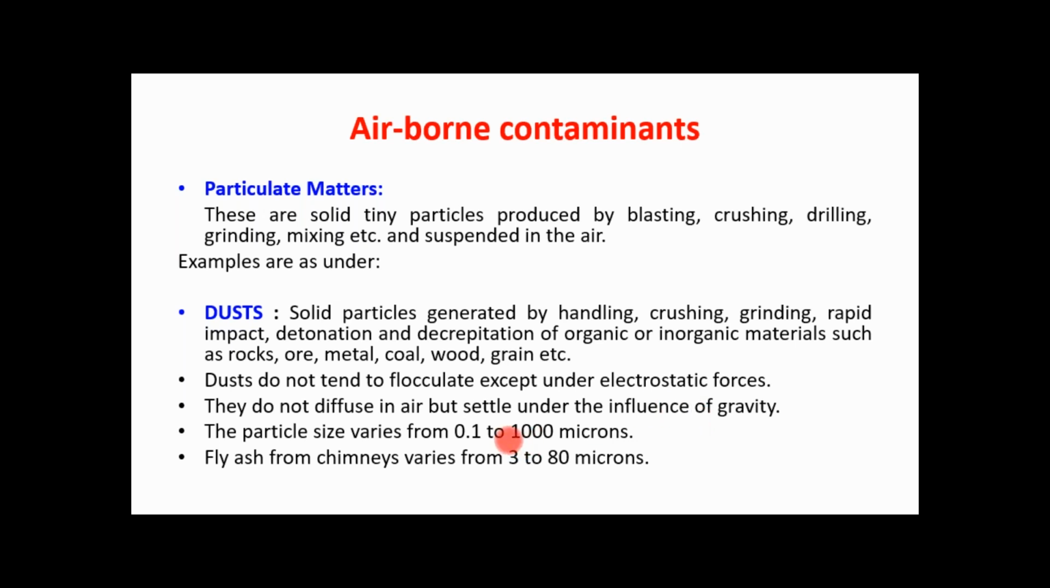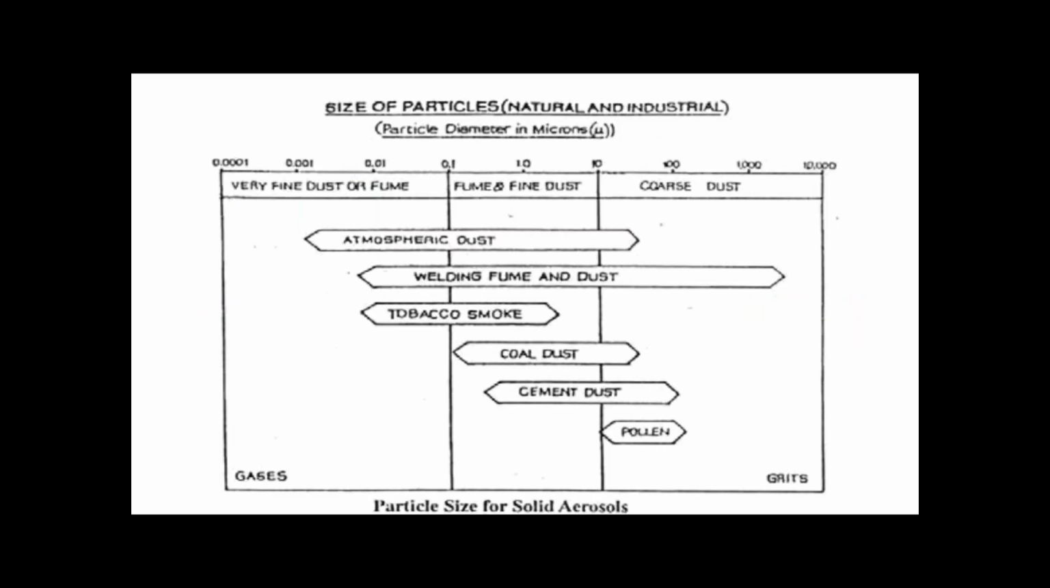The particle size of this dust is from 0.1 to 1000 microns, and fly ash from chimneys varies from 3 to 80 microns, which is more dangerous. So this is about dust under particulate matter. Then this chart is clearly showing the range of particulate matter, that is, the size of the particles, natural as well as industrial.